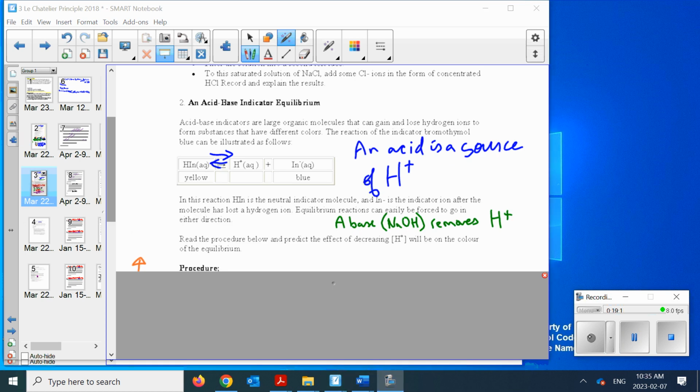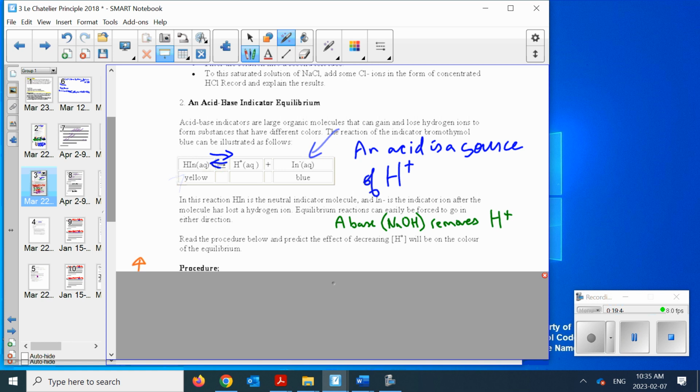So for the acid-base indicator equilibrium, I want you to emphasize it's a double arrow. We don't know a lot about acids yet, but acids are a source of H+. This is the indicator, HIn, which reacts to form H+ and then In negative, this blue indicator. The yellow form of it, with the H attached, is yellow. When it releases the H, it's blue.